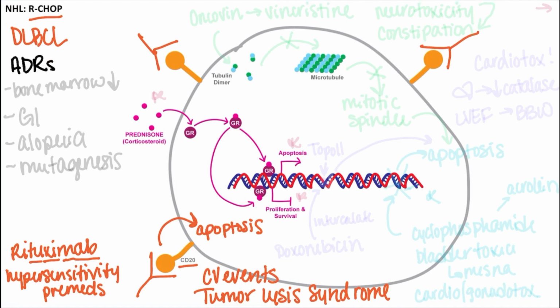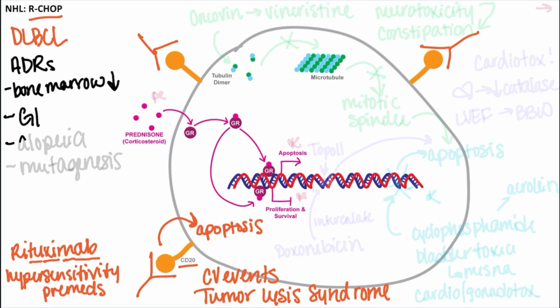Their severity may vary a little bit between agents, but they're still going to be listed as common ADRs. And that will be bone marrow suppression from targeting hematopoietic cell populations. There's also going to be diarrhea and chemotherapy-induced nausea and vomiting, as well as other GI side effects that are from targeting the GI epithelium.